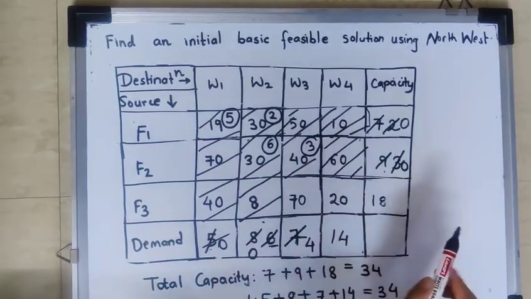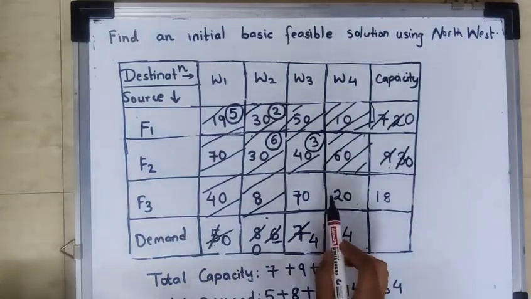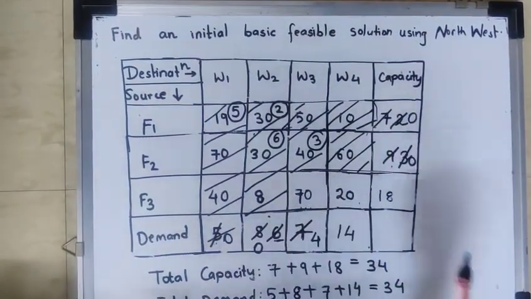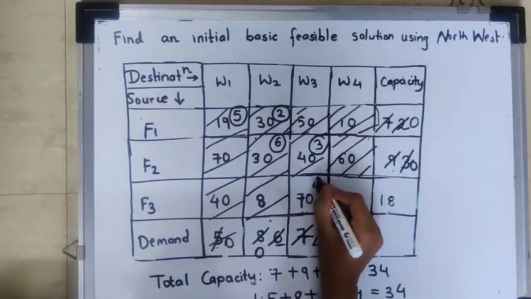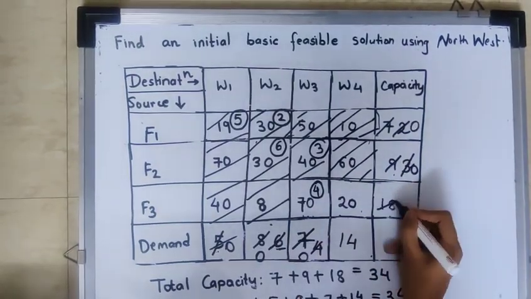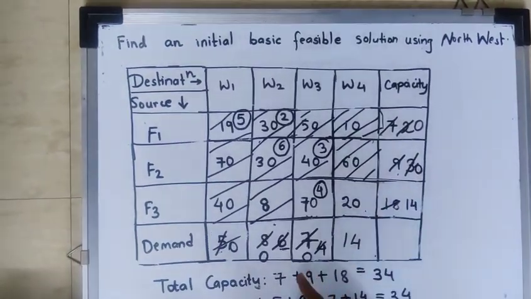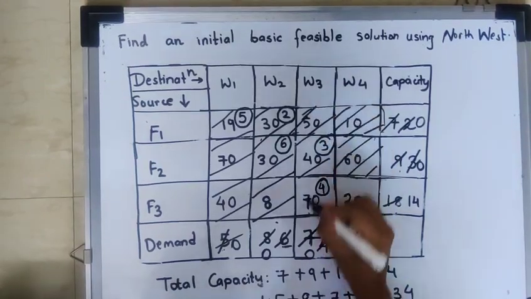Next, we are left with two options, 70 and 20. As we choose the leftmost, we will choose 70. For 70 we have two options, 4 or 18. The smaller number is 4, so we will make an allocation of 4. 4 minus 4 will be 0, and 18 minus 4 will be 14. Now this column has become 0, so we will eliminate this whole column.